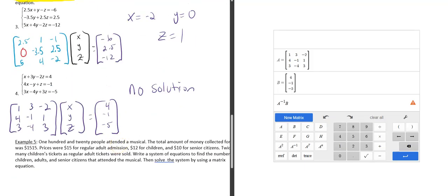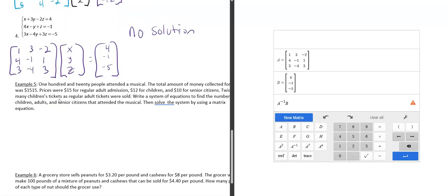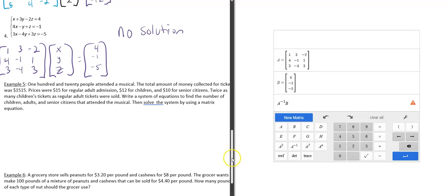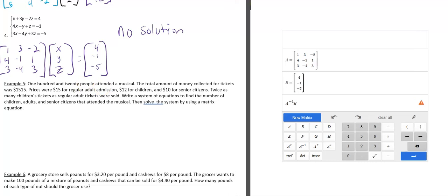All right. Now we have a couple word problems to look at. The setup is the same as long as you interpret what you're reading to the best of your ability. So I want to do this. Let's break this apart. It says 120 people attended a musical. So 120 people attended a musical.